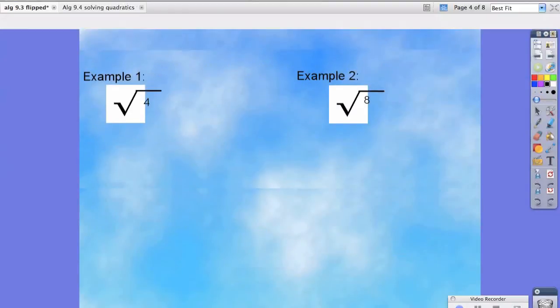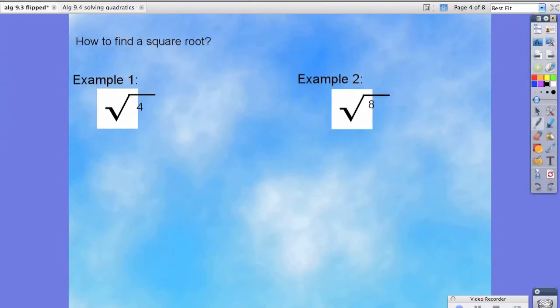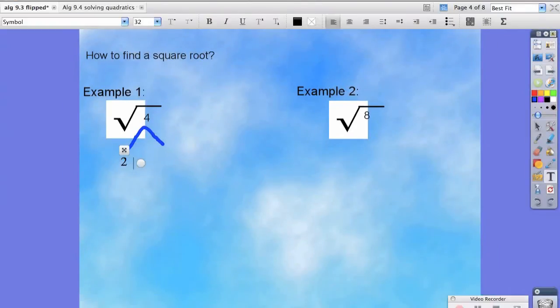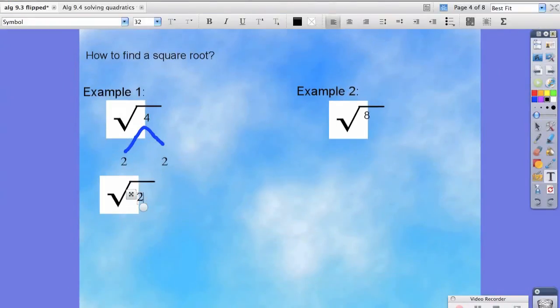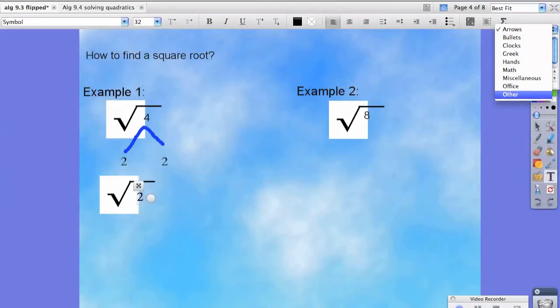So, how do we find a square root? What we're going to do is take each number in the square root and make a factor tree. So to do that, we write down the factors of 4, which in this case would be 2 times 2, and we want to simplify it until we get the prime factorization, or the numbers as small as we can. And here we end up with 2 times 2.